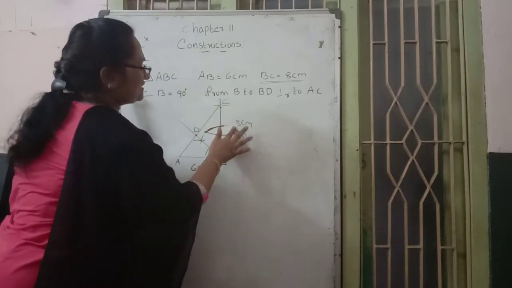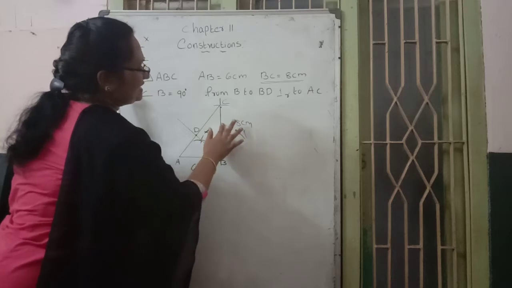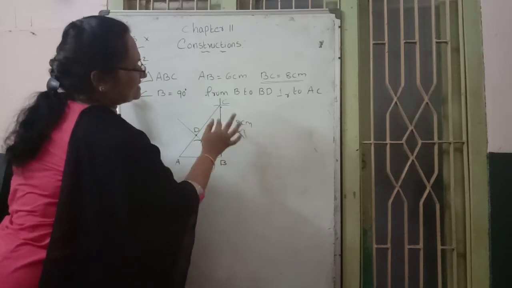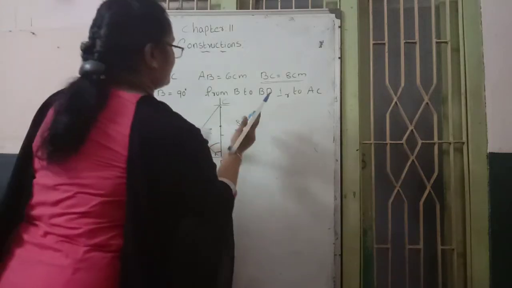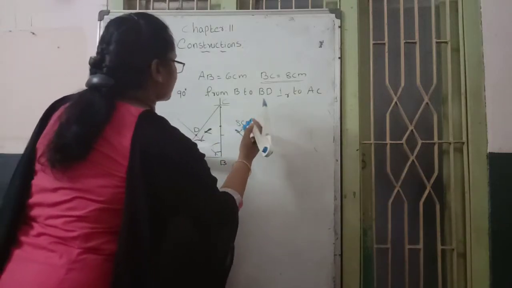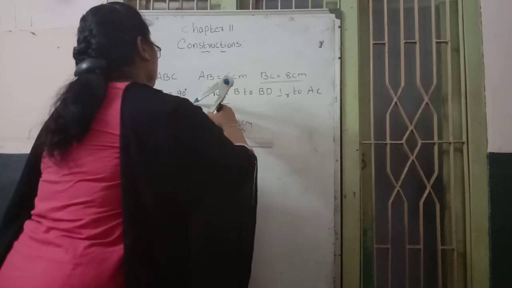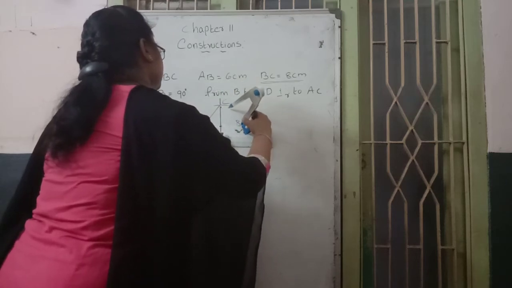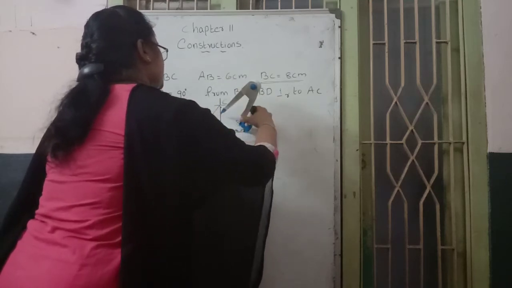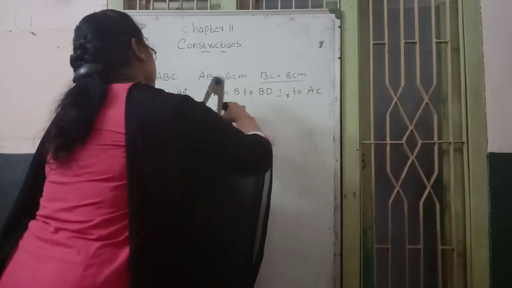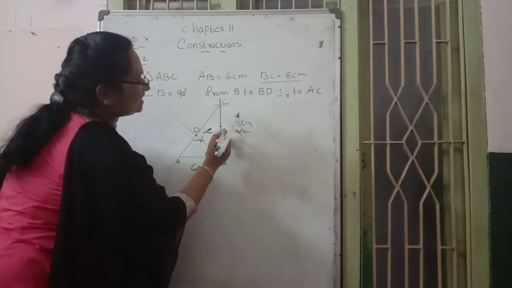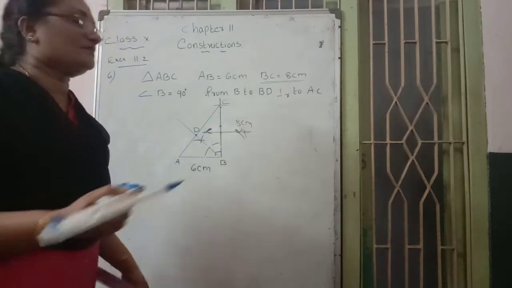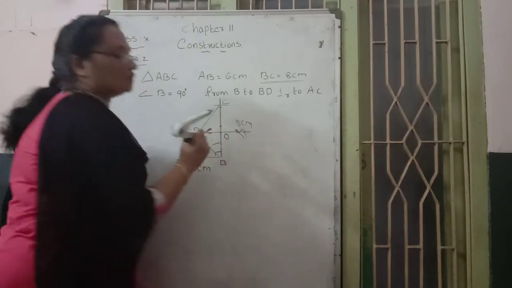Then the extra lines we can erase. Then two arcs are enough. Join the intersecting point of the two arcs with a straight line. This is the perpendicular bisector for which side? Side BC. This is the perpendicular bisector of BC. Where the perpendicular bisector intersects BC, you can give any alphabet. I mark it as O.